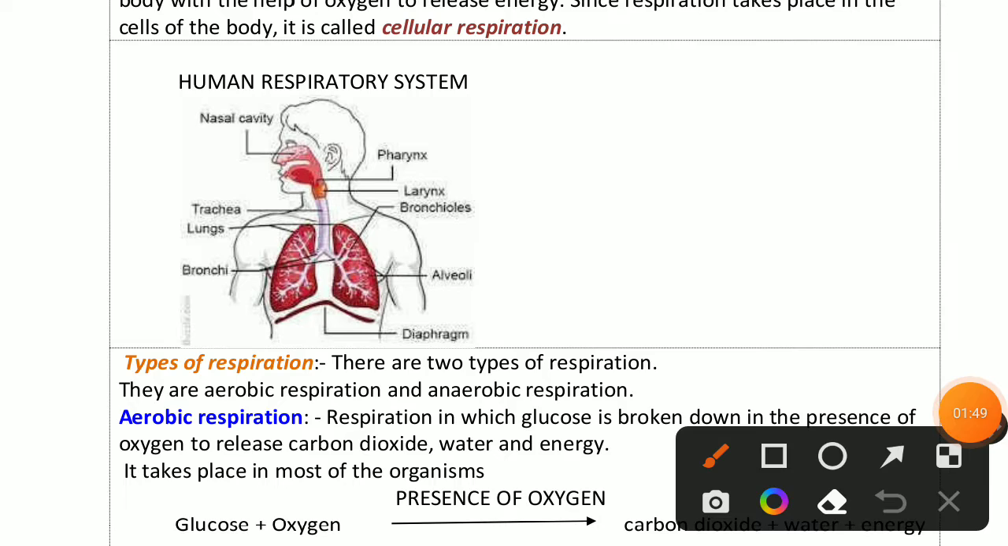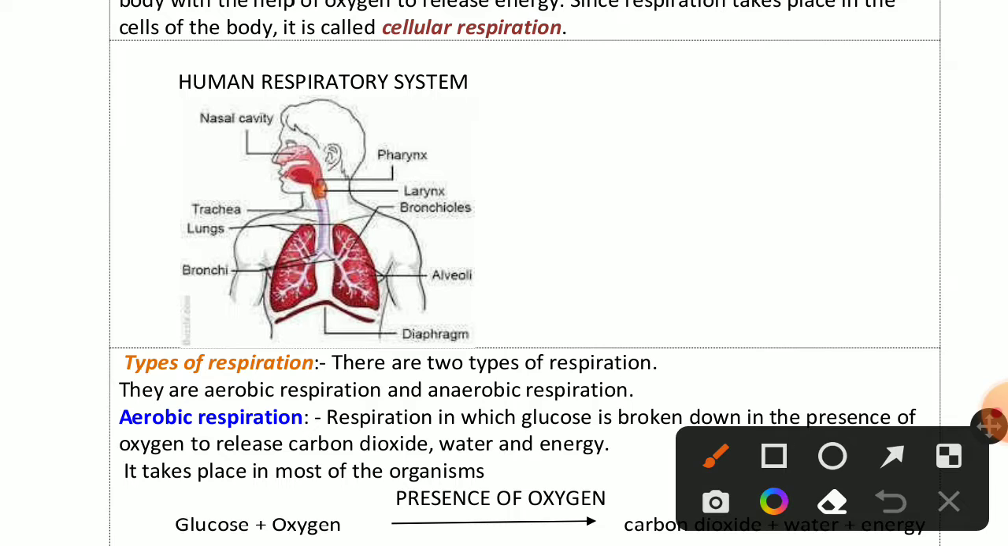The human respiratory system is the process of taking in air and giving out air. In this there are major parts through which our air reaches our lungs.